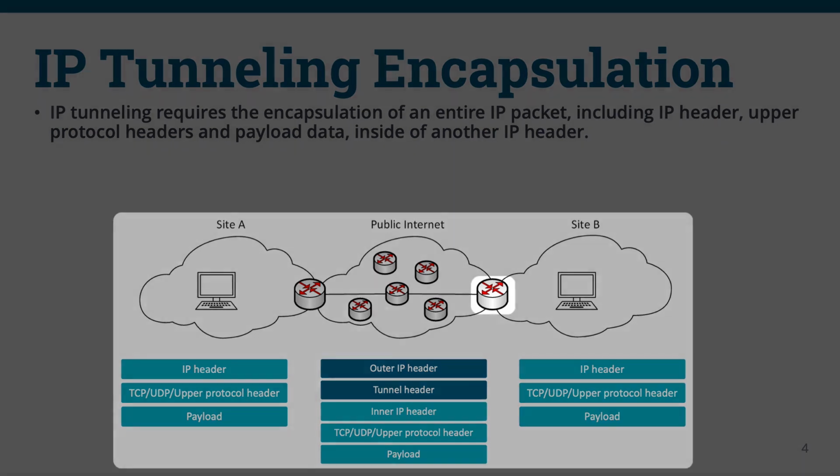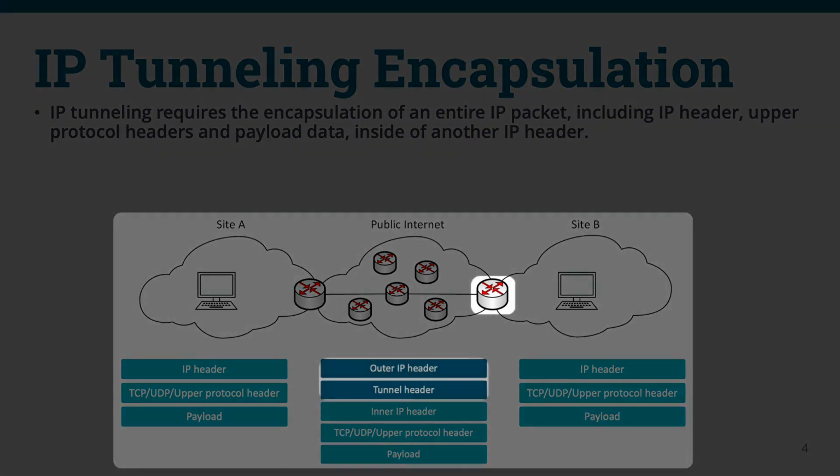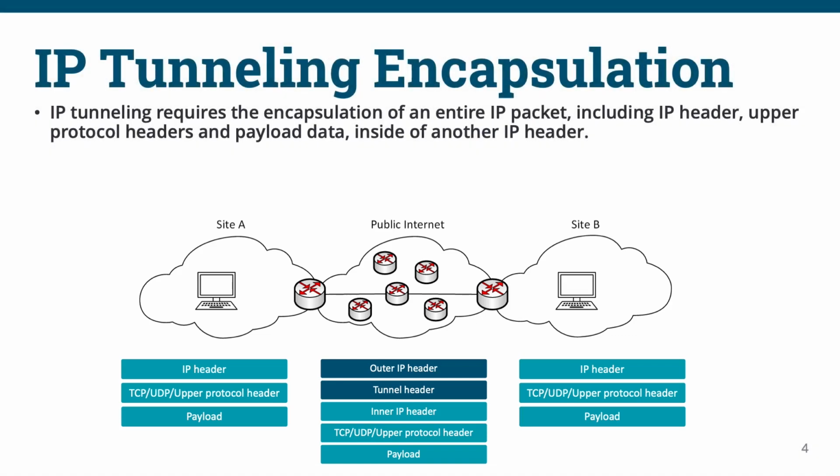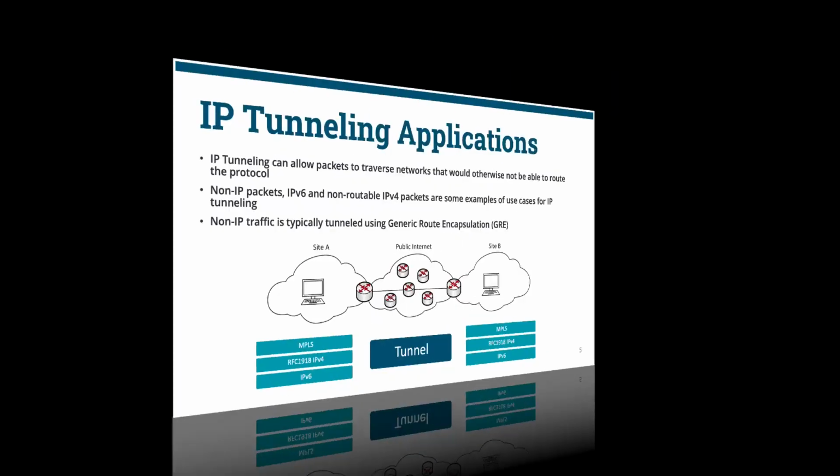When the router at Site B receives the packet, it will strip off the outer IP header and will inspect the tunnel header. This will associate the packet with the tunnel and allow the router to then forward the packet onto its destination within Site B using the inner IP header. In the next slide, we'll review some of the use cases or applications where tunnels can be used.